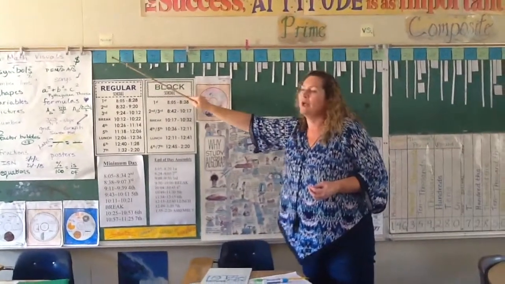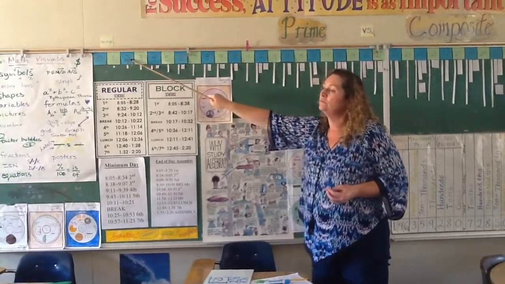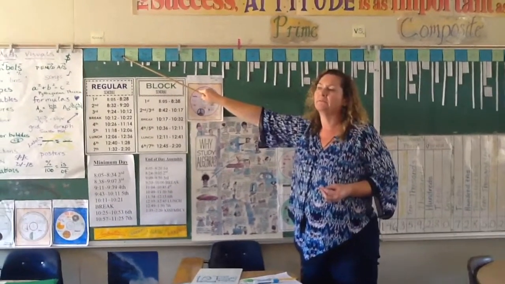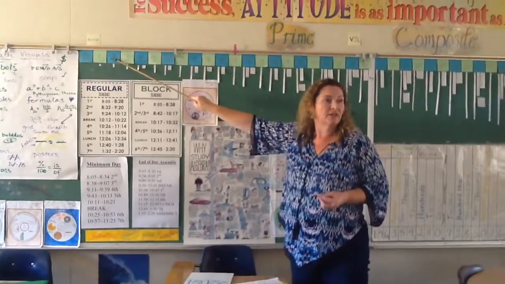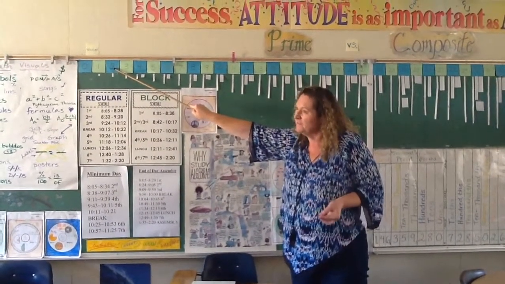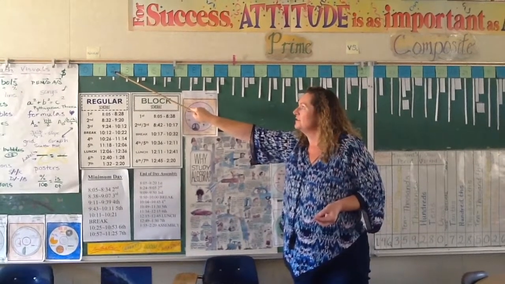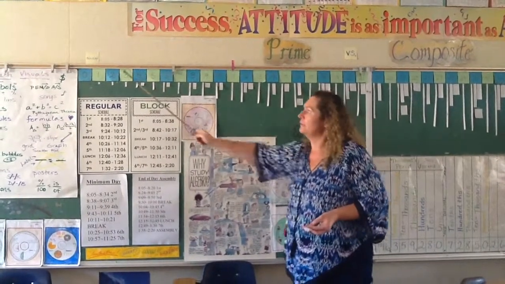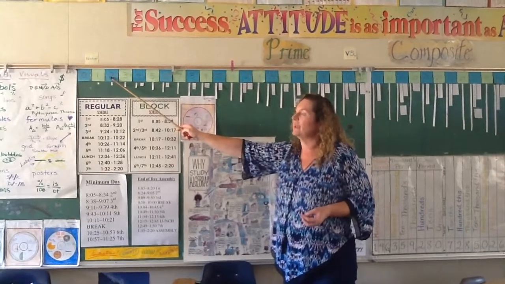What are 0 and 1? Neither. Okay, 2? Prime. I need to hear you loudly. Prime. That is the only even number that is prime. All the other even numbers have 2 as a factor, so they can't be prime. So all the rest of the blue guys, not prime. So we're really now going to just be looking at the green guys.